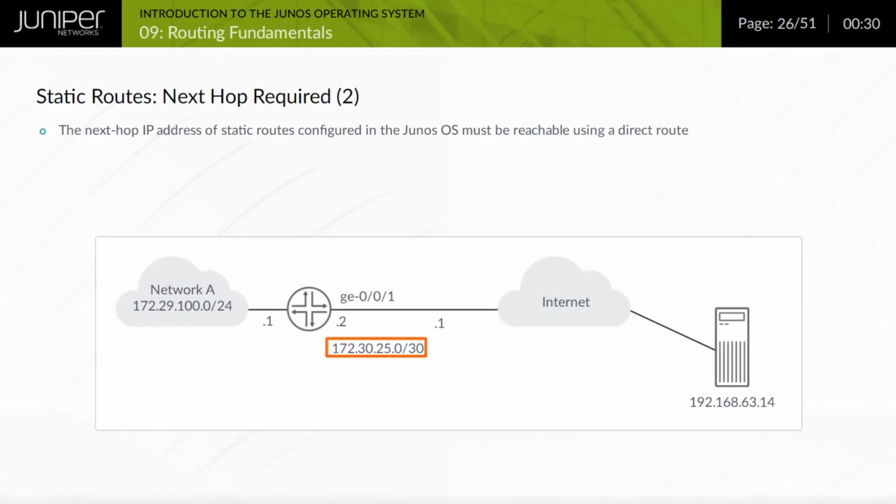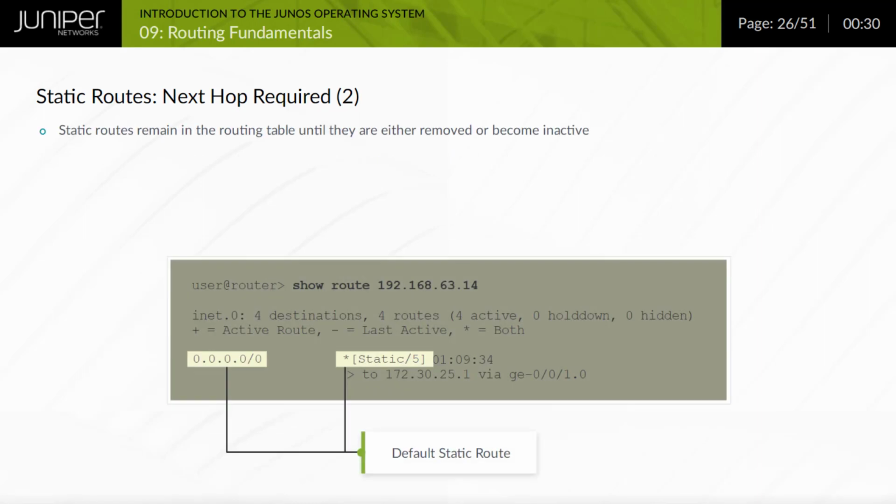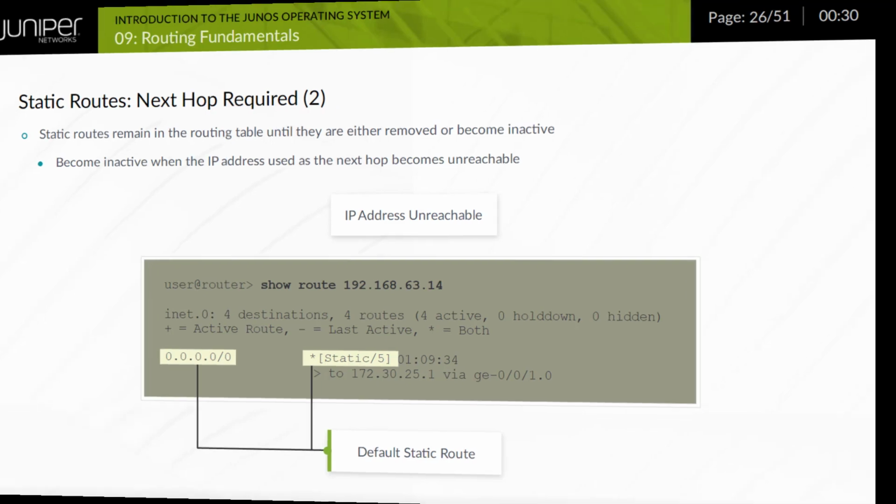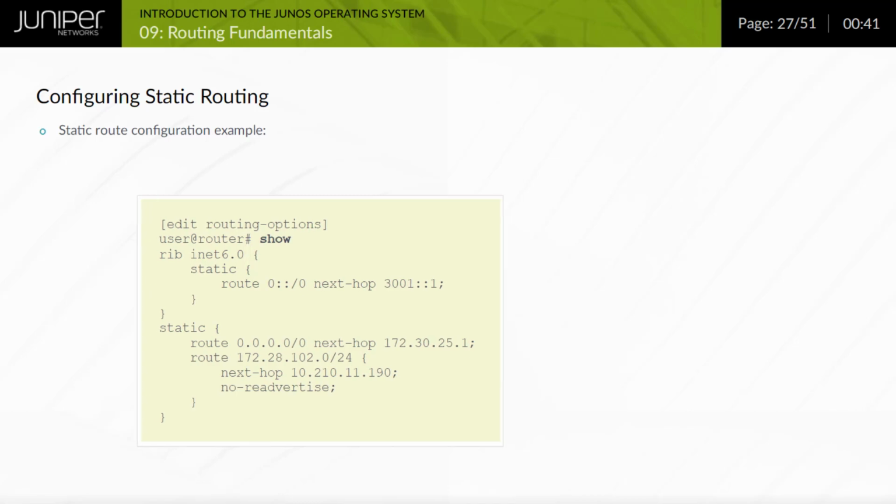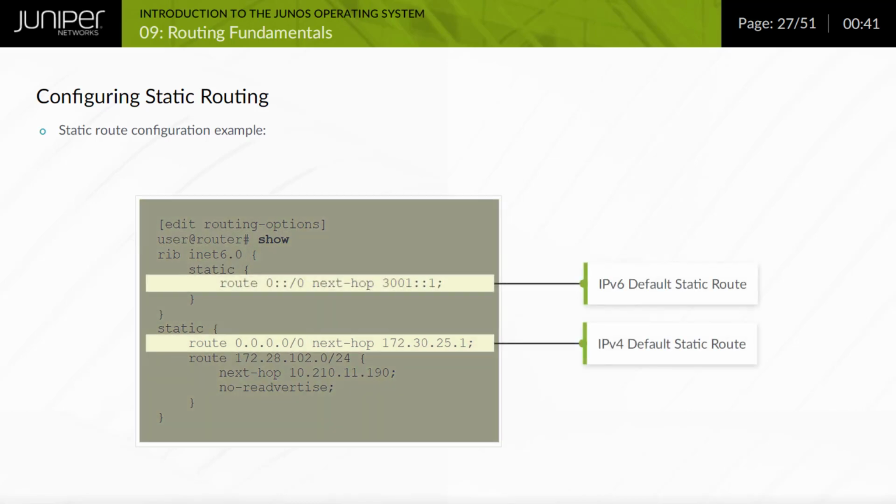By default, the next hop IP address of static routes configured in the Junos OS must be reachable using a direct route. Unlike routing software from other vendors, the Junos OS does not perform recursive lookups of next hops by default. Static routes remain in the routing table until you remove them or until they become inactive. One possible scenario in which a static route becomes inactive is when the IP address used as the next hop becomes unreachable. The basic configuration syntax for IPv4 and IPv6 static routes is displayed.